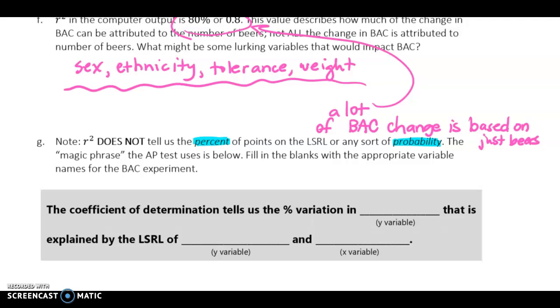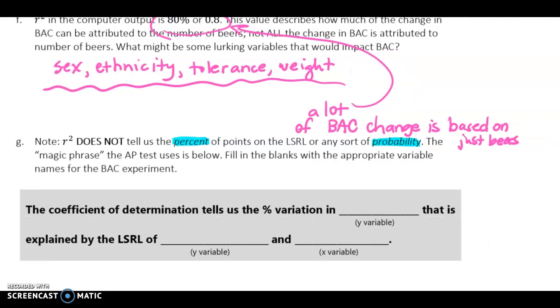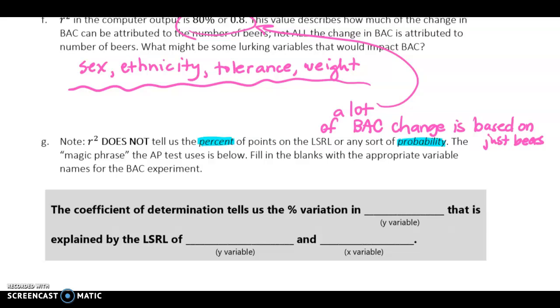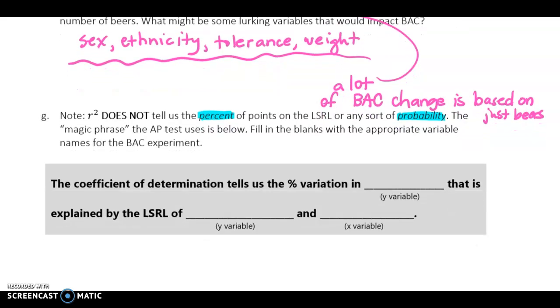So there's a magic phrase that the AP test uses. It says fill in the blanks with the appropriate variable names. So the coefficient of determination tells us the percent variation in BAC that is explained by the LSRL of BAC and number of beers.